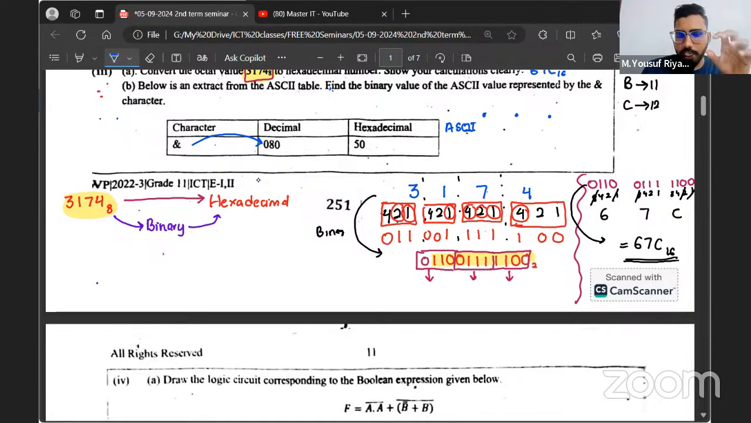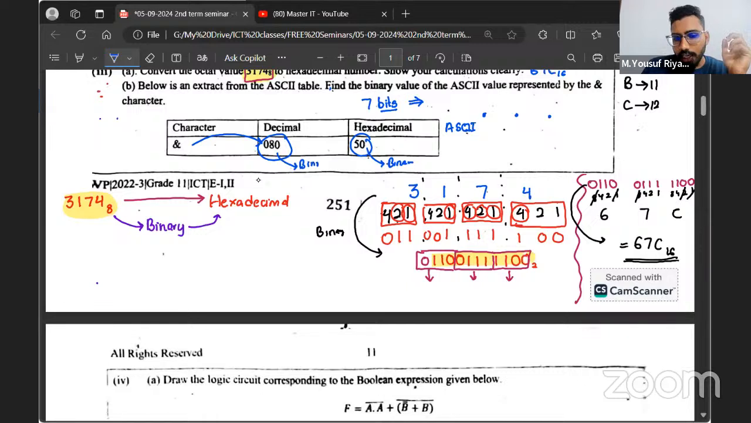ASCII is a representation of a value in how many bits? Exactly, using 7 bits. Now, when you say 7 bits, what does the word bit actually mean? Exactly, a bit means a binary digit. So indirectly, what they're asking us to do is convert this decimal number to binary, or even you can convert the hexadecimal number to binary, and keep the answer in 7 bits.